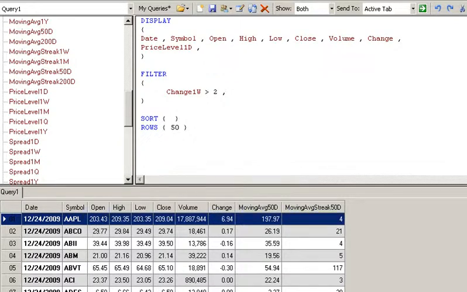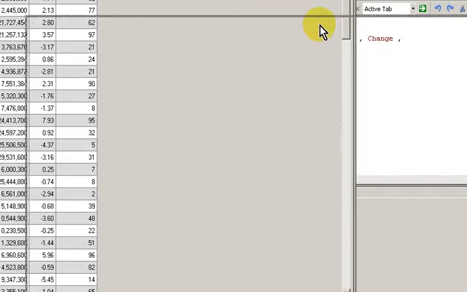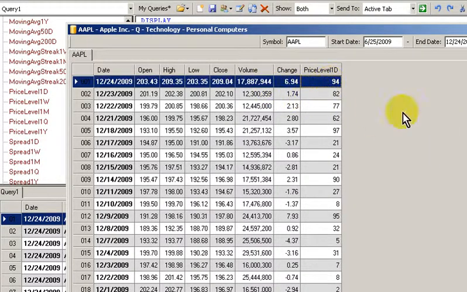So you see that Apple, his current price level is 94. He closed that day at 94. And this, of course, is by the time part. You could have price levels for the week, for the month, for the quarter, for the year. So it gets kind of interesting. Again, you can mix and match these data fields to get to your results.